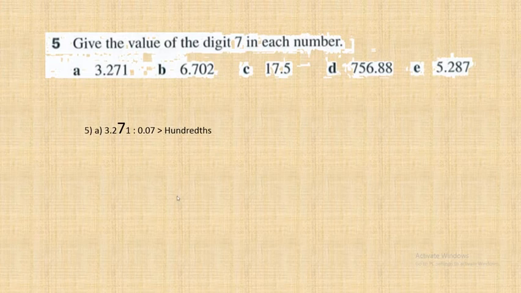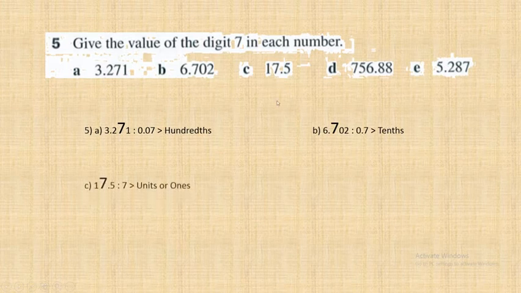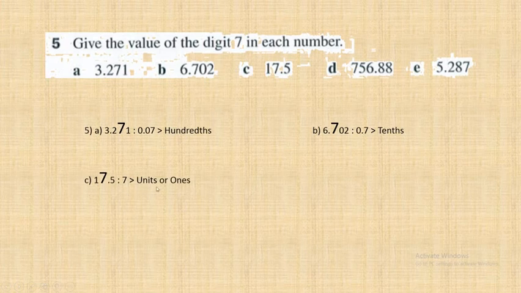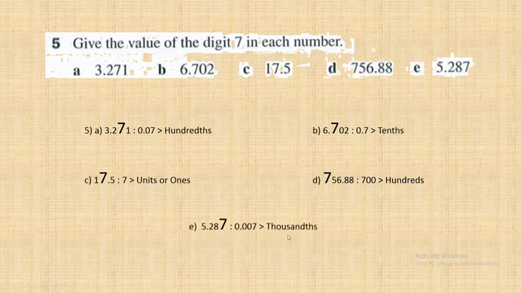Okay, so question number B here, I need the value of the digit 7 here. It's 0.7, but the place value is tenth exactly. Okay, what's the value of the 7 in 17.5? It's 7 exactly, because it's in the units place or the ones place. Okay, here number D, 7. Here the value of the 7 is going to be 700 because it's in the hundreds place. So the value of it is 700. Okay, the last one, 5.287, so it's going to be 0.007. This is the value because it's in the thousandths place.